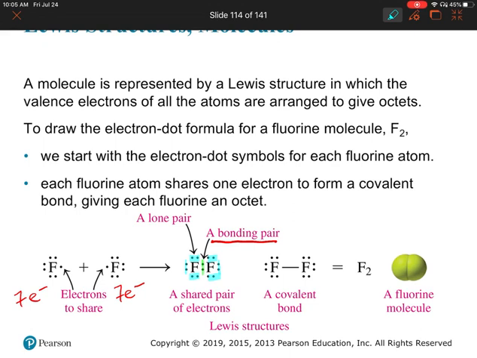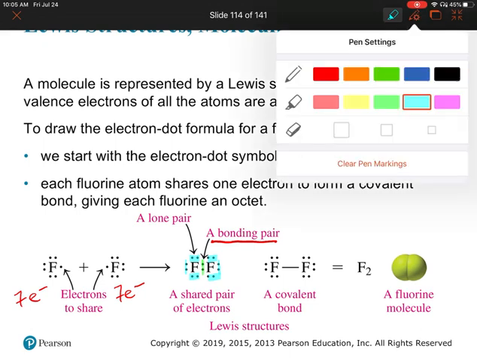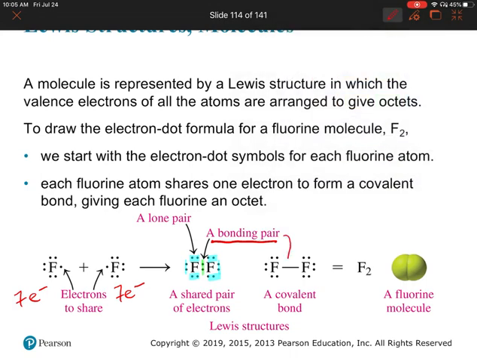Now, again, we could also represent that bonding pair as a line, and sometimes that's easier. It just kind of depends on what your preference is. I don't mind if you draw 2 dots or a line, either one is fine. One thing to remember though is that lone pairs are always represented by 2 dots. We never show lone pairs as a line. That's only for bonding pairs or covalent bonds.